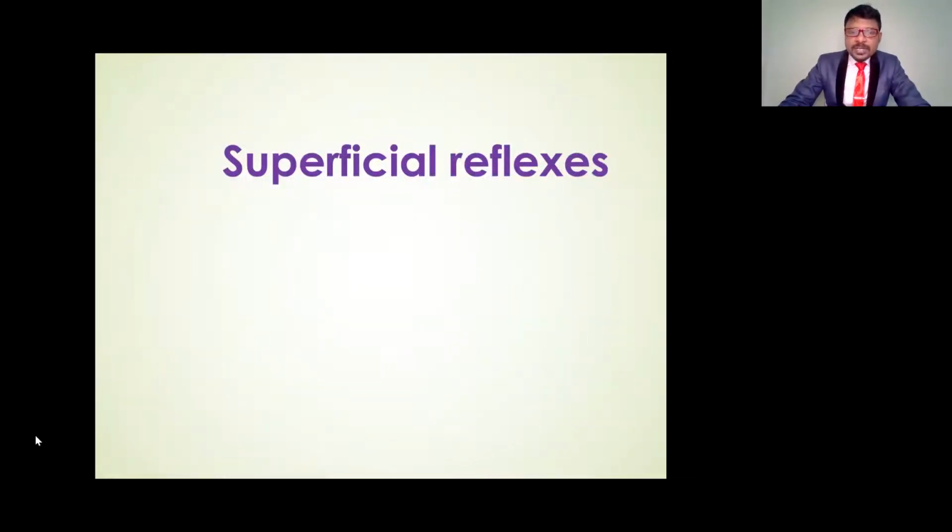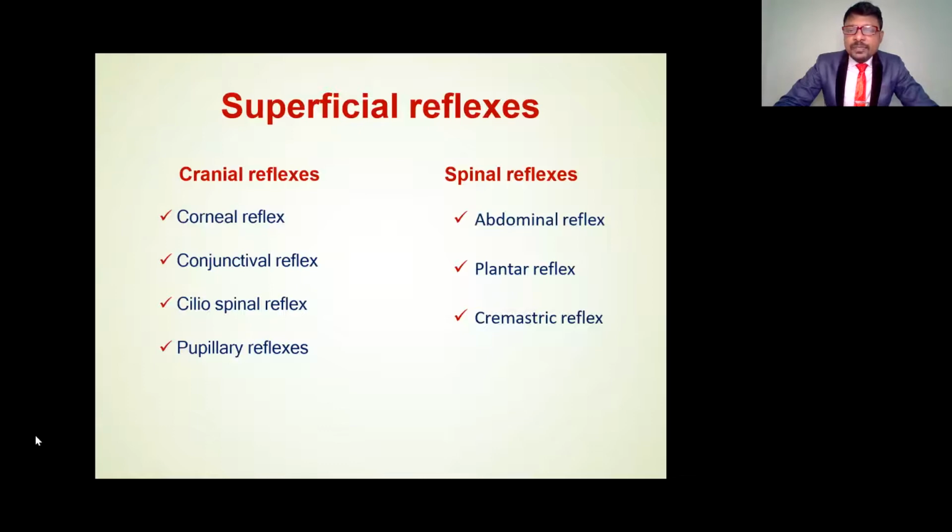Just now we discussed the superficial reflexes. Superficial reflexes are also divided into two variations: cranial reflexes and spinal reflexes. What are the cranial reflexes? What are the spinal reflexes? For cranial reflexes, the response comes from the cranium, that means the brain. For the stimulus, the response comes from the brain. Spinal means it comes from the spinal cord. We are going to discuss the cranial reflexes and superficial spinal reflexes one by one here.